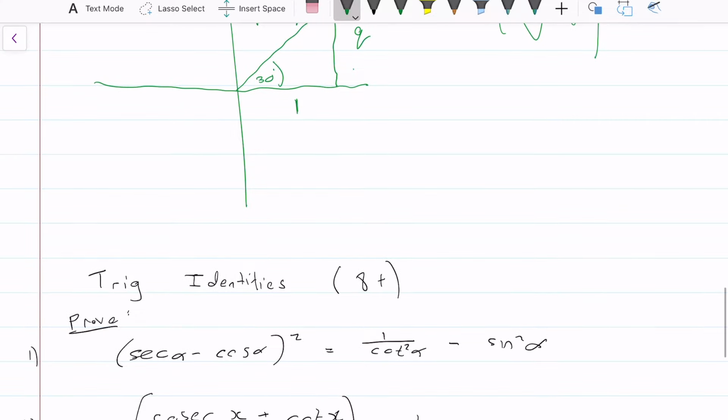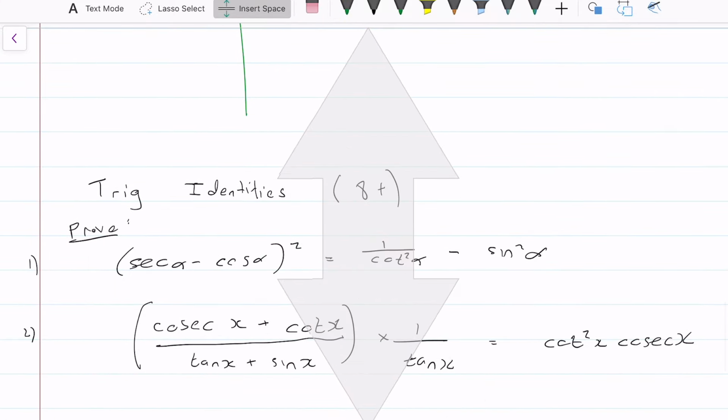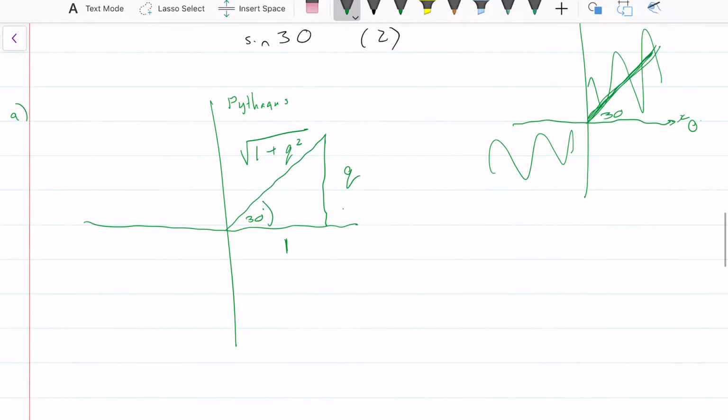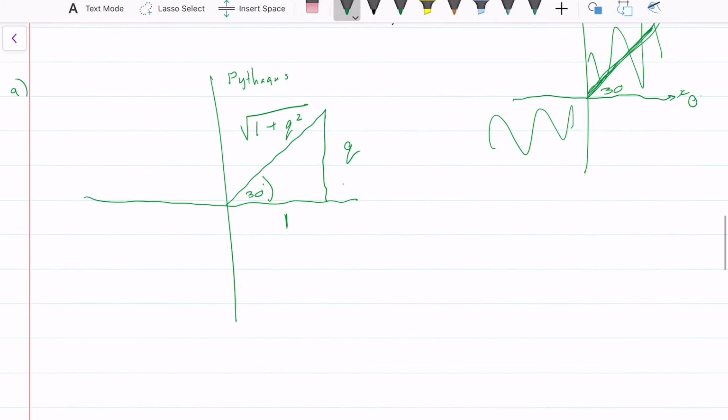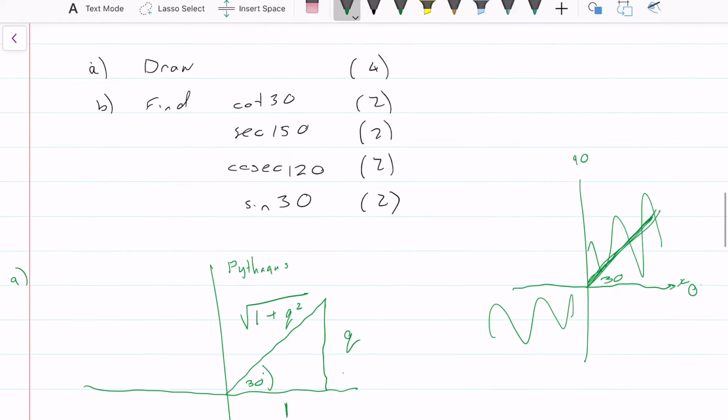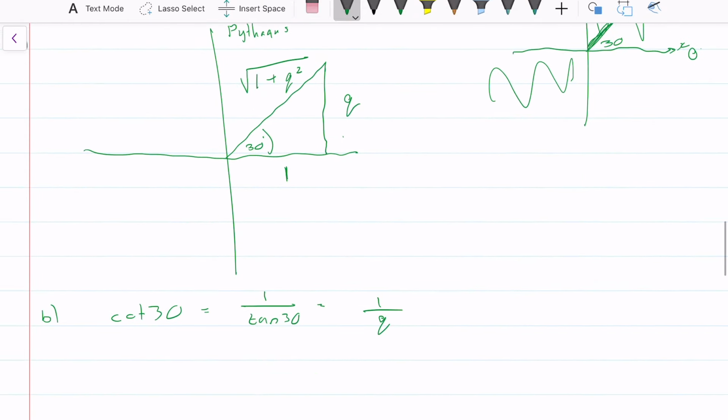I'm going to give myself a lot of space. So let's go on to the next question. Question B, we need cot 30. From the question we could actually work this out, because cot 30 is 1 over tan 30, which is 1 over q, because tan 30 was q. But if we look at our diagram, let's just make sure, cot 30 would be x over y, which is 1 over q. So both of these ways are correct.